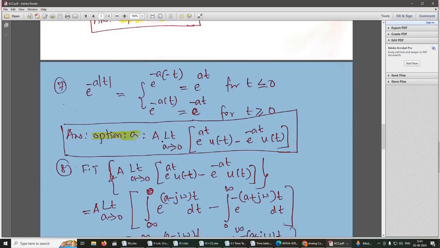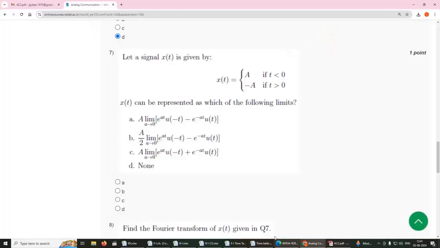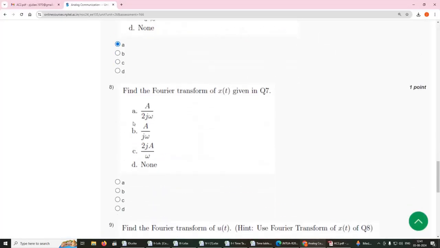So therefore the answer is option A: the limit as a tends to infinity of e power at u of minus t minus e power minus at u of t. Option A.